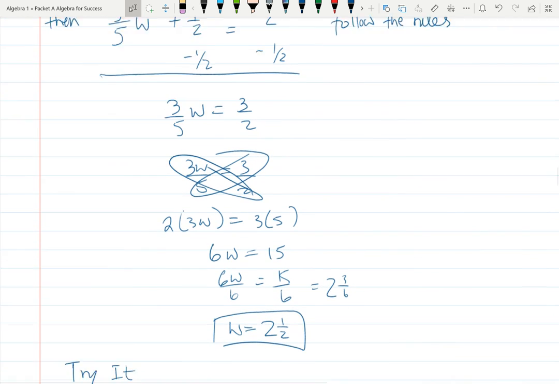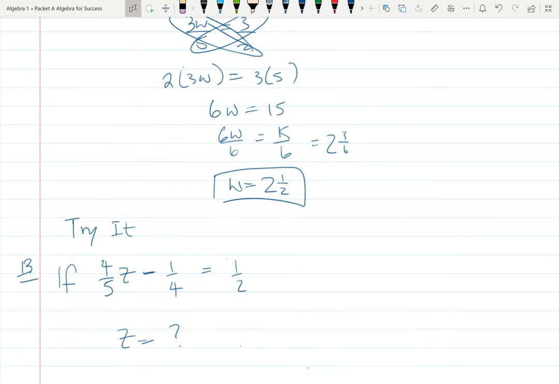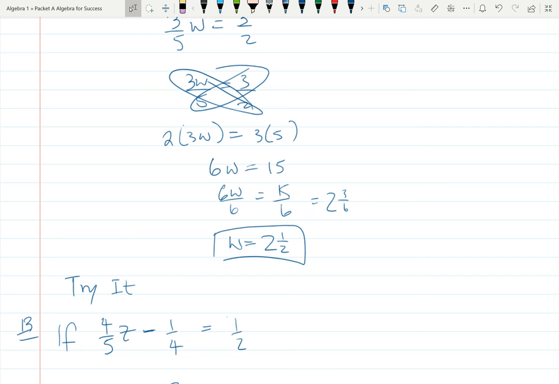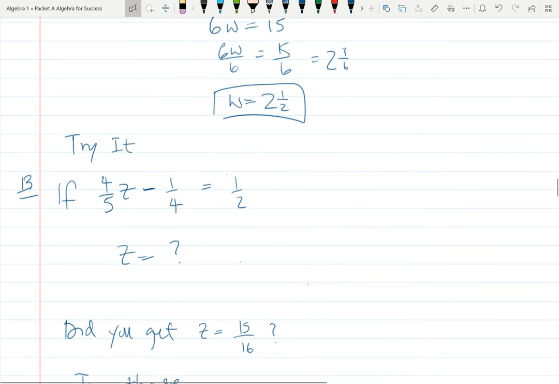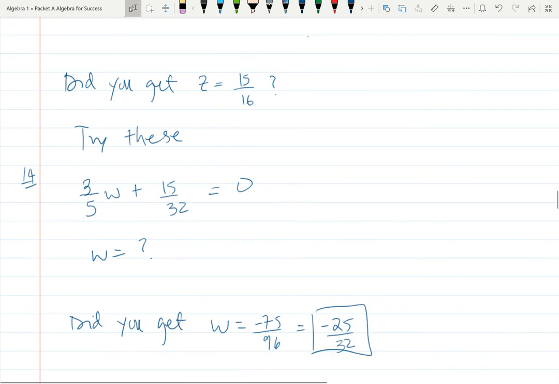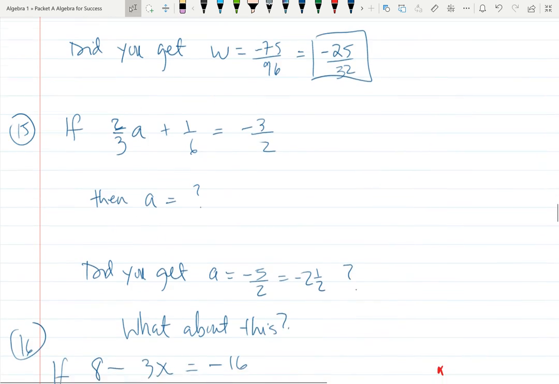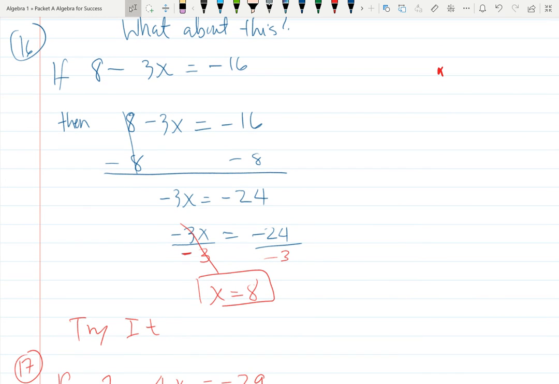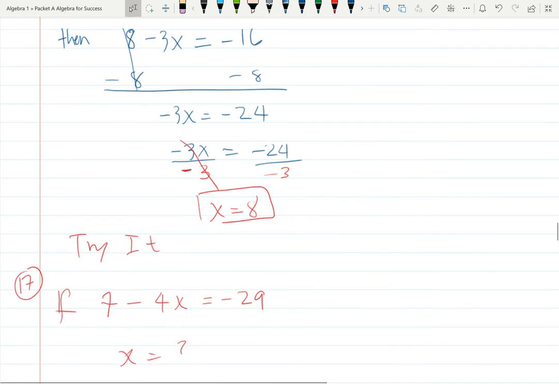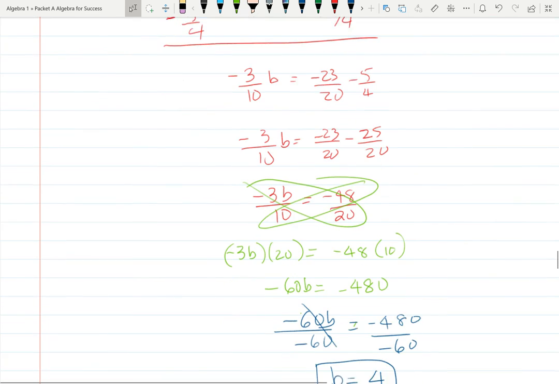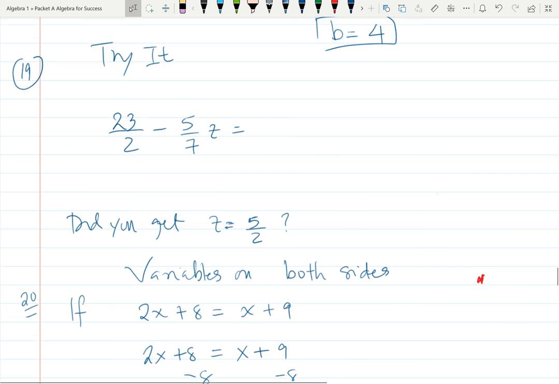You can cross multiply and then you find your W. Cross multiply, or you can do reciprocal multiplication. Try this. Don't look at the answer. Try it first. Okay, let's move on. We did something similar to this earlier, so follow these examples here.